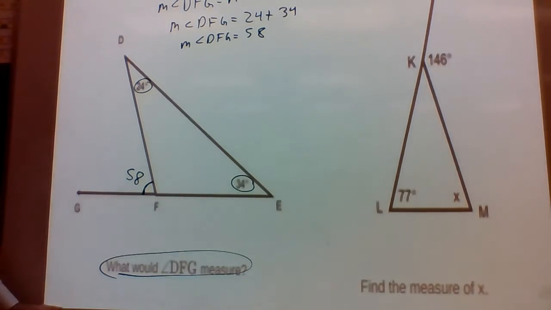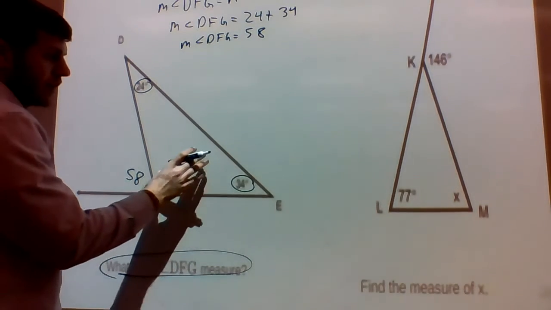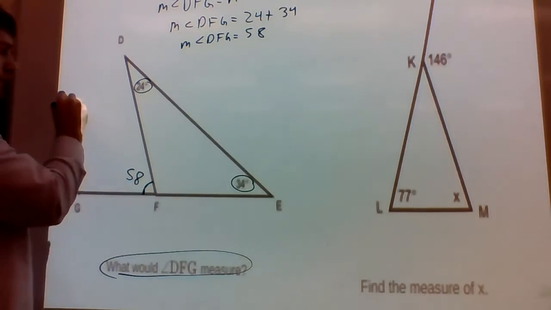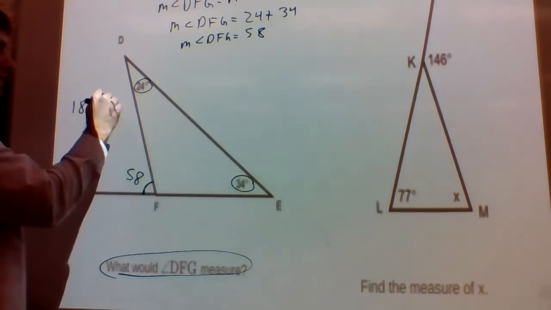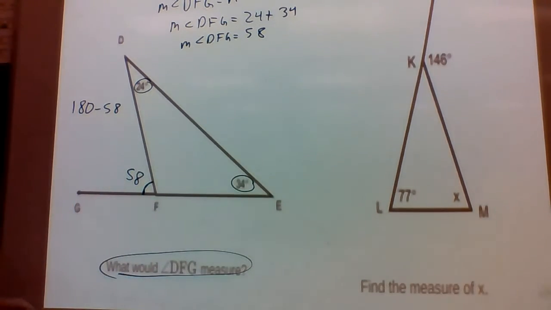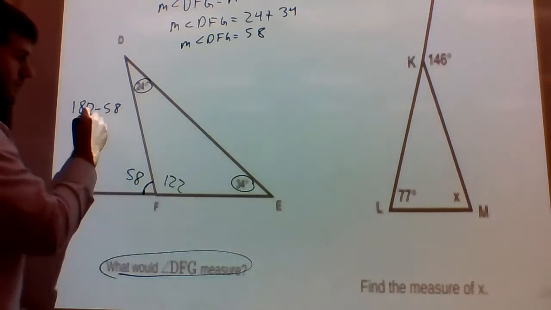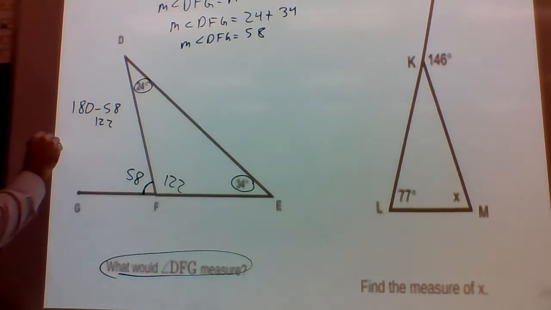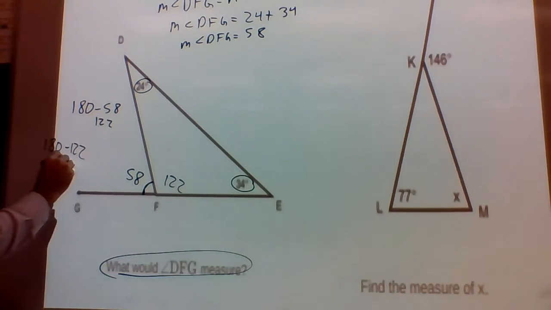If you wanted to, you didn't need to use the exterior angle theorem. You could have used the triangle sum theorem. You know these 3 angles have to add up to 180, so we could have done 180 minus 58 because we know these add to 58. We would have gotten 122. Okay, and then we could have done 180 minus 122 and gotten 58.